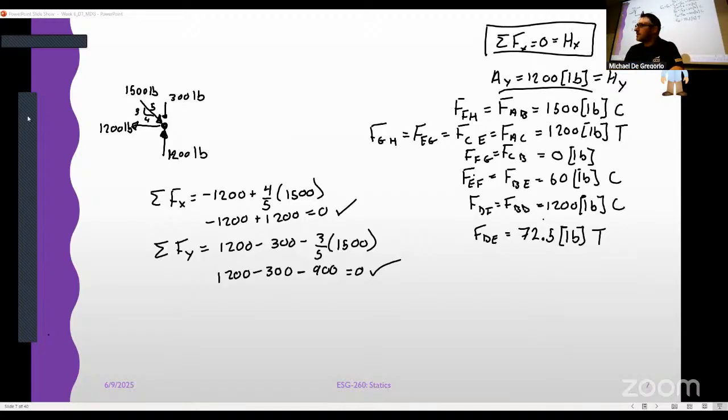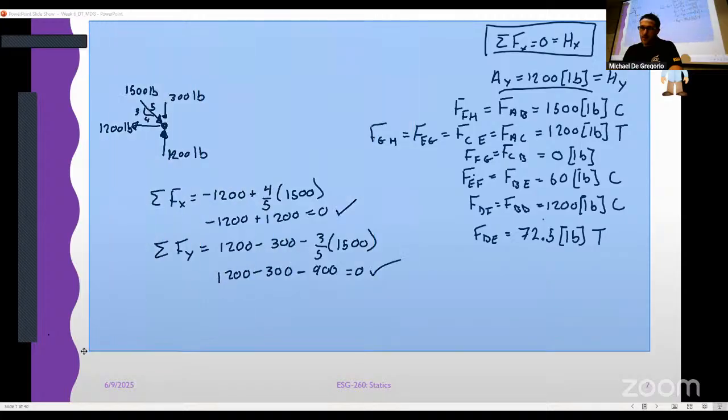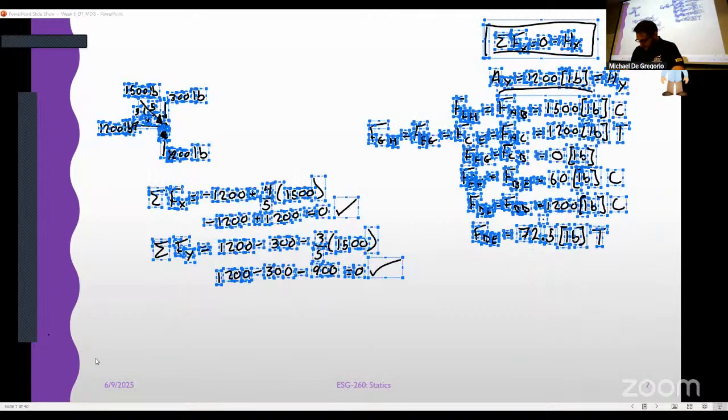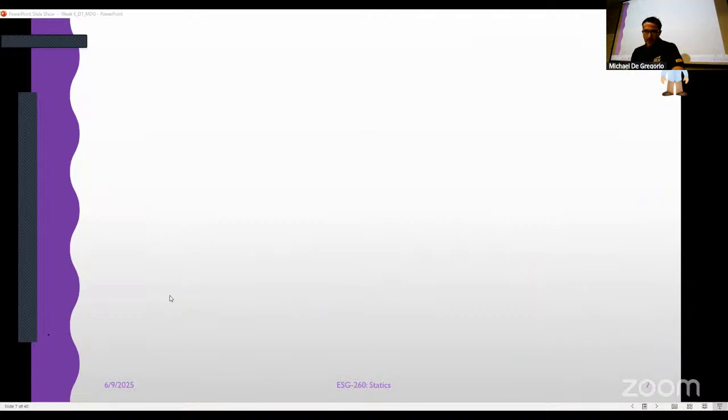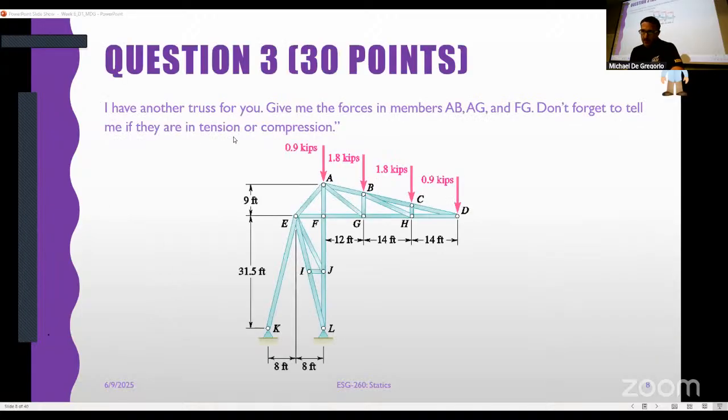All right. Any other questions? Okay. All right, so check it out. This is a stadium truss. It's called that because they use them in stadiums. I know.